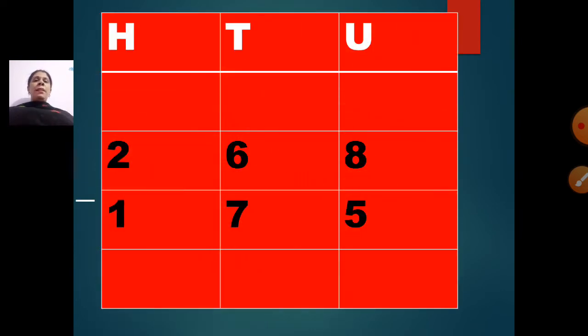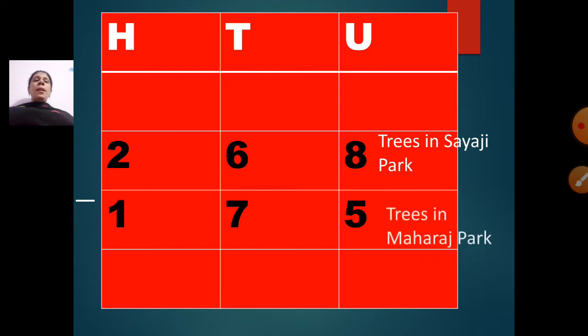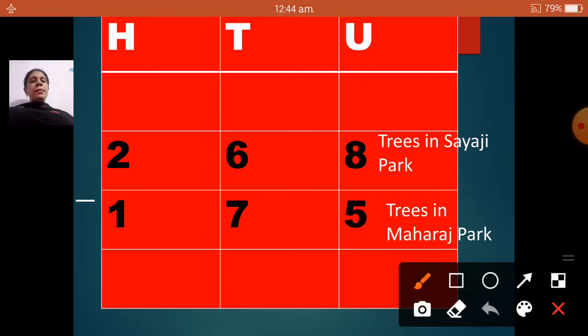You are going to make a column of HTU, that is hundreds, tens and units. You are going to arrange the numbers according to their place value. After writing the numbers, you are going to write 268, that is trees in Sayaji Park, and 175, that is trees in Maharaj Park, beside the numbers. Now after arranging and writing, you are going to start your sum, that is, you are going to subtract. So 8 minus 5.